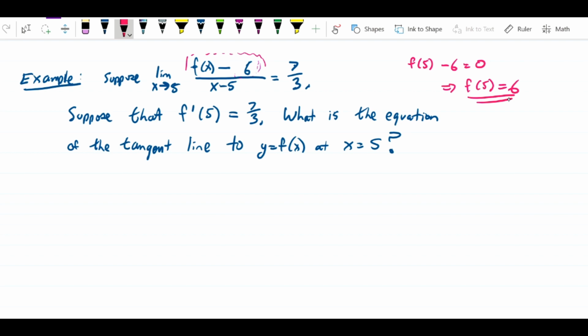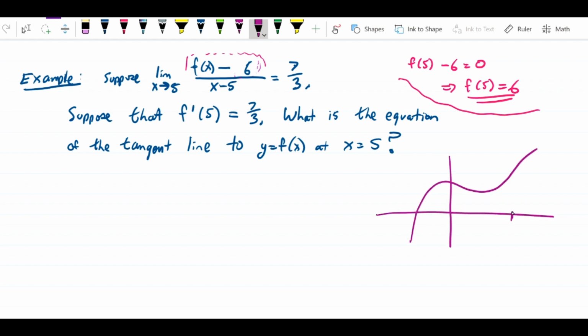So what we know is that if we say that f prime of 5 is equal to 7 thirds, then what can we say about the tangent line to y equals f of x at x equals 5? Well, we've just made a very good argument as to why f of 5 has to be equal to 6. So whatever this function looks like, we're not given the function, but whatever it is, f of 5 has to be equal to 6, which means the point (5, 6) is on the graph.